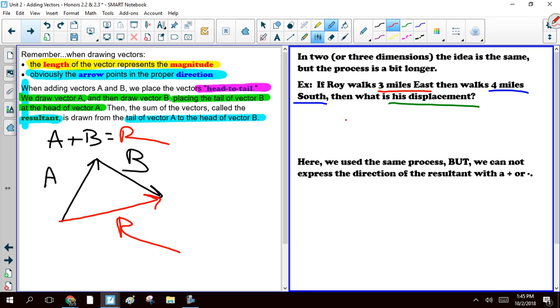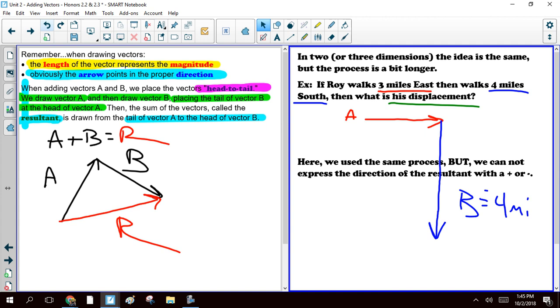So vector A is 1, 2, 3 miles east. Vector B is, sorry, it's supposed to be blue, 1, 2, 3, 4 miles south. That's vector B. Make it negative if you want, going down. This is 3 miles to the east. So my resultant vector then is this guy.